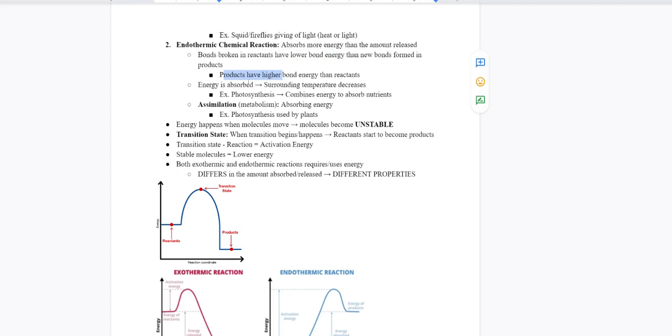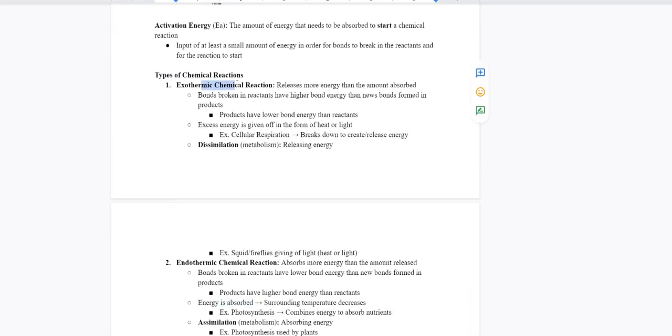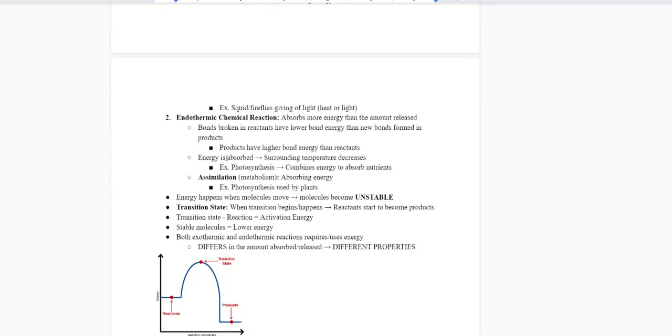And so the energy is absorbed, so the outside temperature decreases while the inside temperature increases. While for exothermic, the outside temperature increases. An example of this is photosynthesis. Photosynthesis actually absorbs energy. It combines energy in order to absorb nutrients.